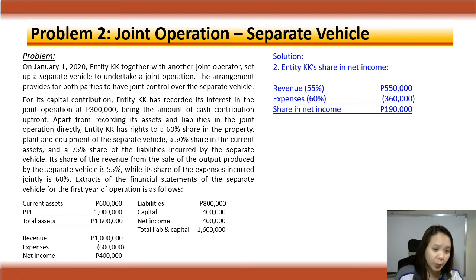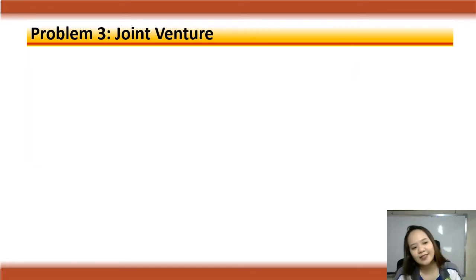Next, na pinapahanap, magkano yung share in net income. Share in net income will be, magkano yung share nyo sa revenue, 550,000. Share nyo sa expenses, 360,000. So, your share in net income is 190,000. Next. So, that's it. That's for the joint operations.